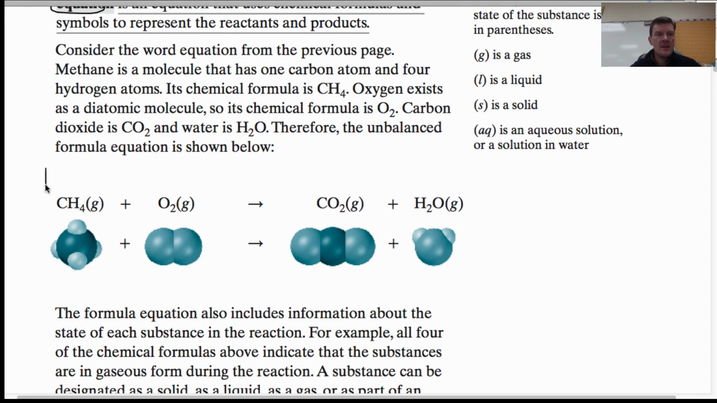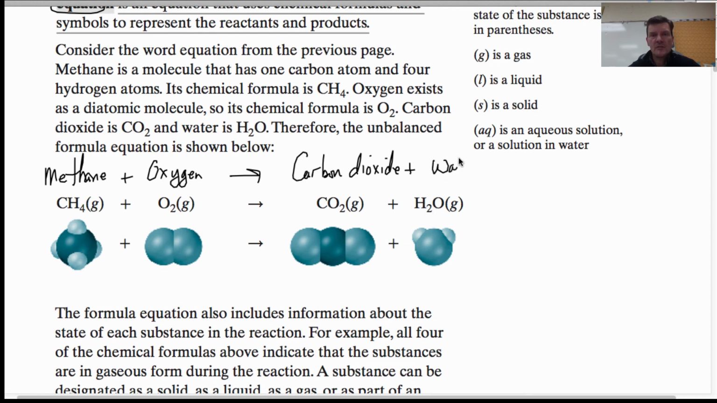We have methane reacting with oxygen to produce or yield carbon dioxide and water. Or if you want the proper name for that, that is dihydrogen monoxide, right? Or we'll just say water. Okay, now let's see what's happening here, because we're going to balance this in just a little bit.